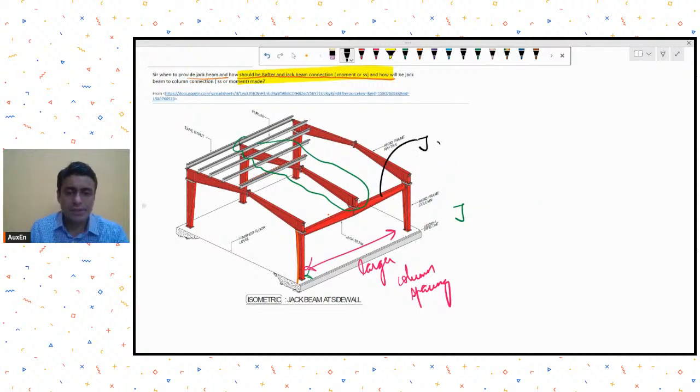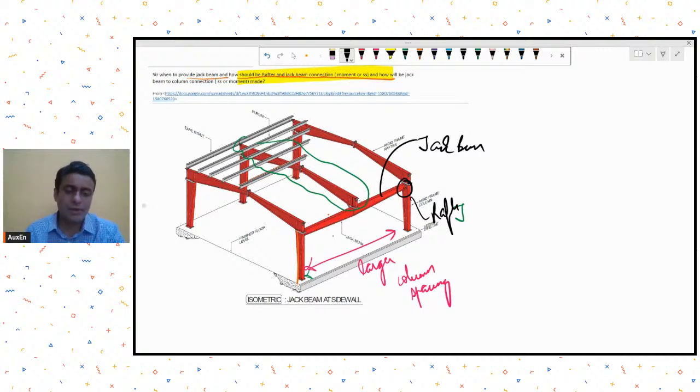So this is my jack beam and this is the rafter. His first question is, how is this connection being made? It again depends on the designer. You could make a simply supported connection over here.